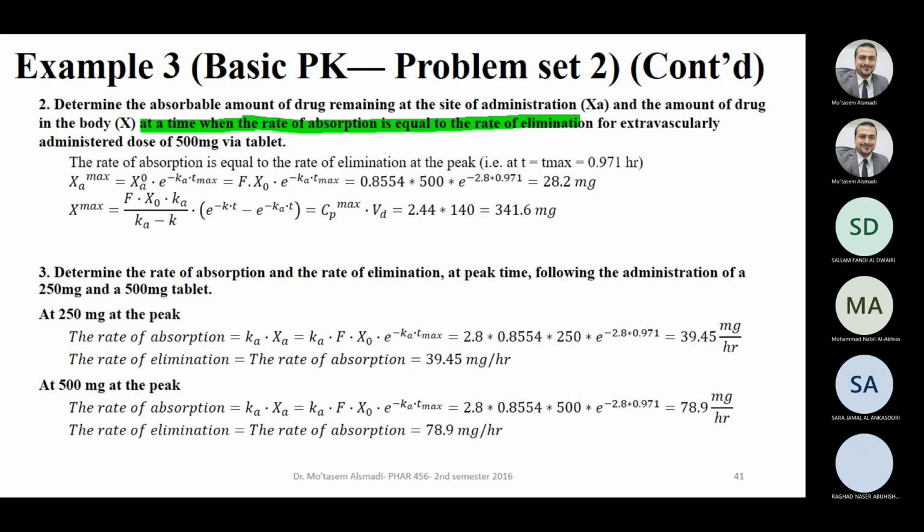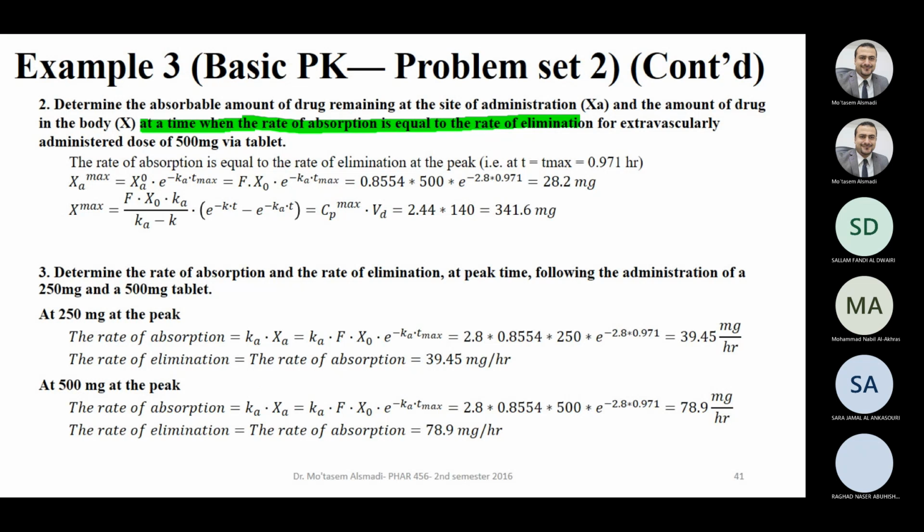I can do it both ways. I can calculate the elimination rate and then say the absorption rate is equal to the elimination rate, or I can calculate the absorption rate and say that the elimination rate is equal to it. Either way will work, right? Of course, this depends on the parameters that you have. If you have the elimination parameters, then you calculate the elimination rate, right? And if you have the absorption parameters, then you calculate the absorption rate. Okay? Let's do the calculations first at a dose of 250 milligrams at the peak.